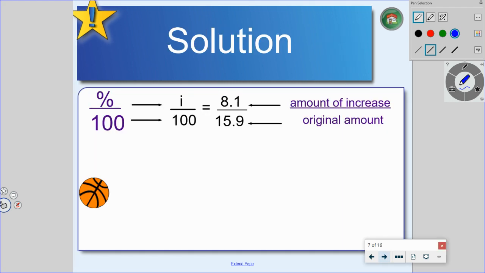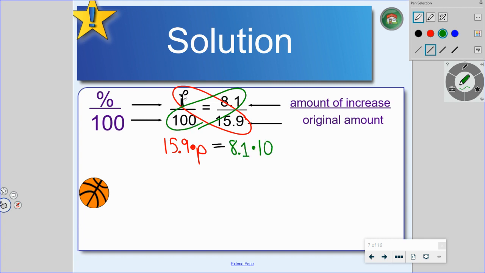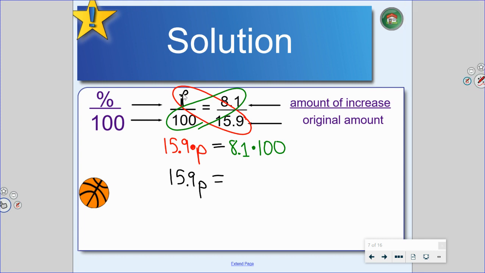So I used, I guess I could use P, my apologies. First things first, I'm going to rewrite this. 15 and 9/10 times some number P is equal to the product of 8 and 1/10 times 100. Now, I don't know what 15 and 9/10 times P is because P is unknown. I do know that anytime you multiply by a power of 10, you count the zeros and you move the decimal point. And in this case, we're going to make it larger. So that's going to be 810.